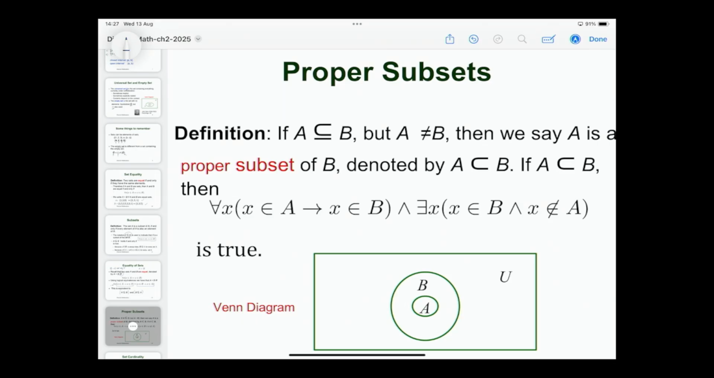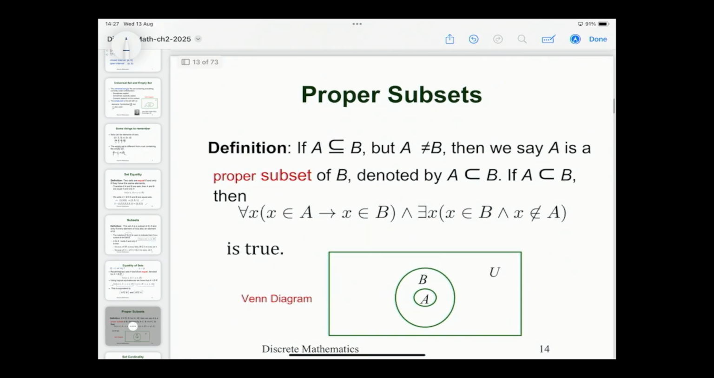Subset. When A is a subset of B, but A is not equal to B, then it means that A is a proper subset of B. That is, the size of set A is smaller than set B. We can see that in a Venn diagram here. So we use this one if A is a proper subset of B, and we use this one when A is equal to B or B equal to A.